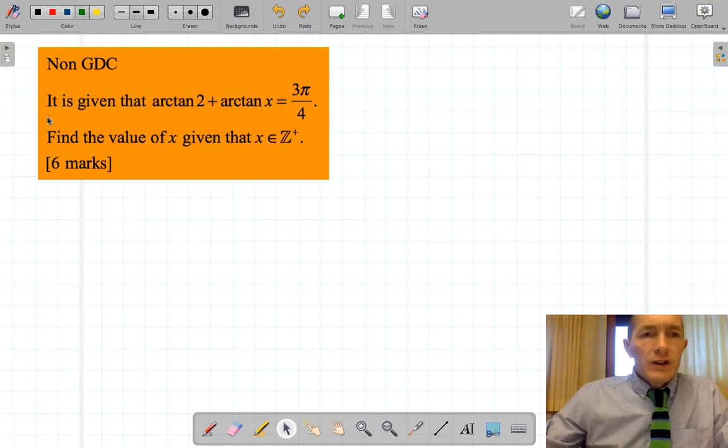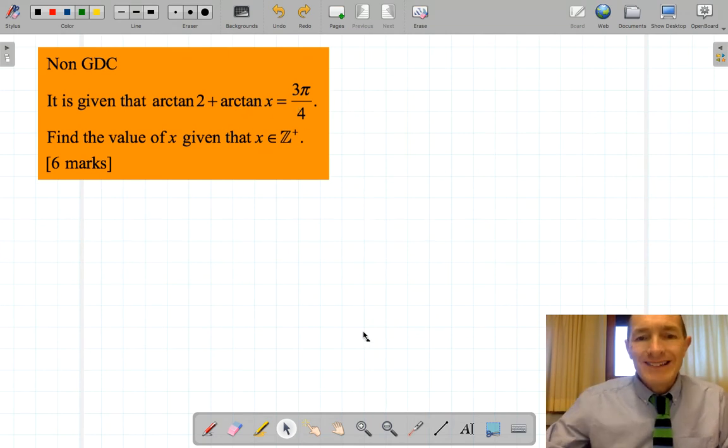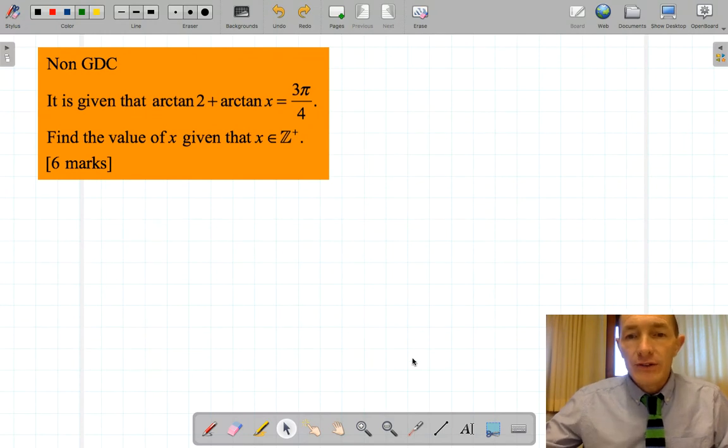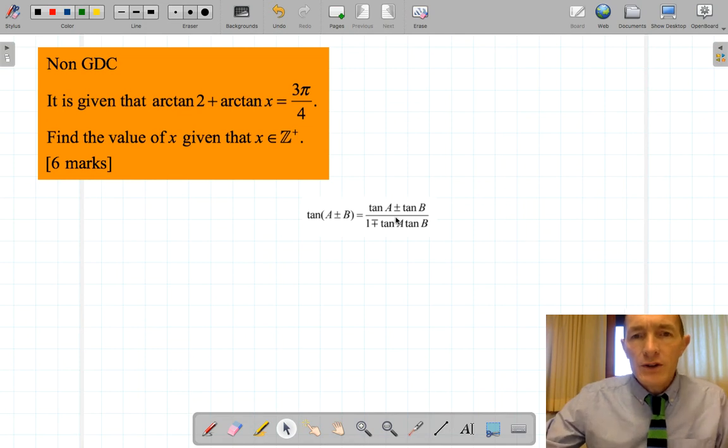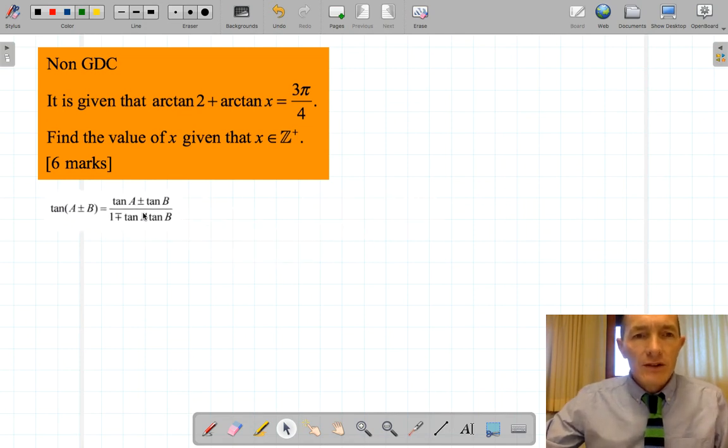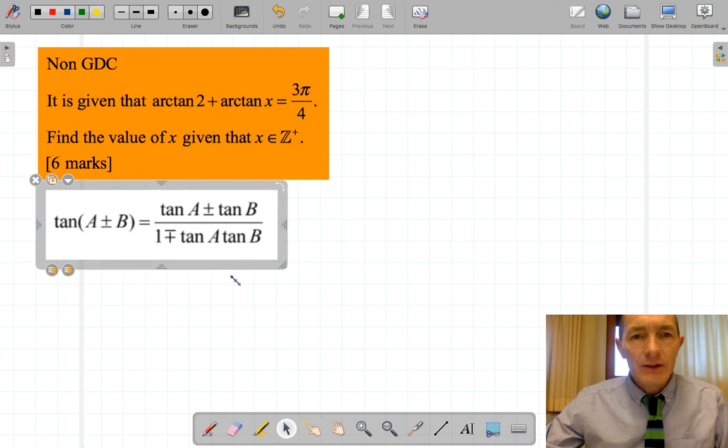So this is a trigonometry question, and I've got arctan 2 plus arctan x equals this, and I've got to find the value of x, where x is in the positive integers. That means it's an integer, and in fact a positive integer. So the first thing I need to do is think about what particular identities I'm going to use here, and I've got this one here, which is the compound tan angle identity.